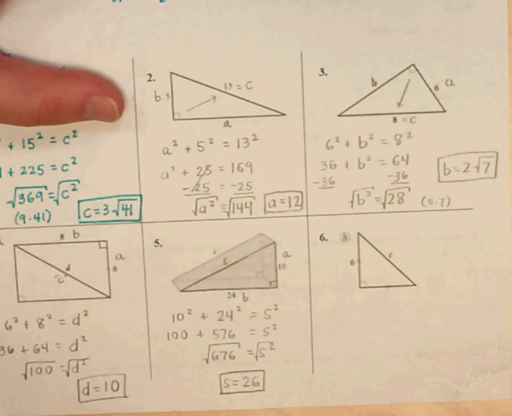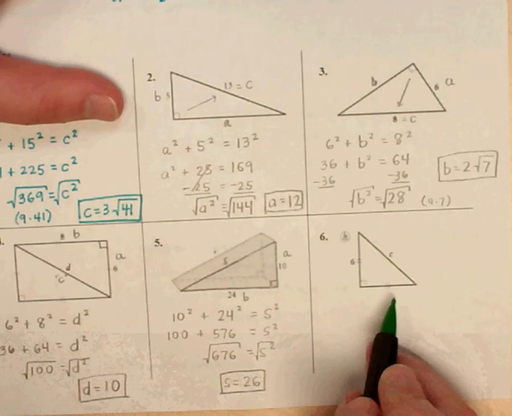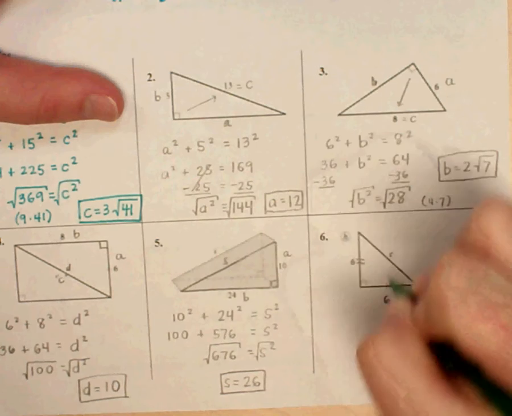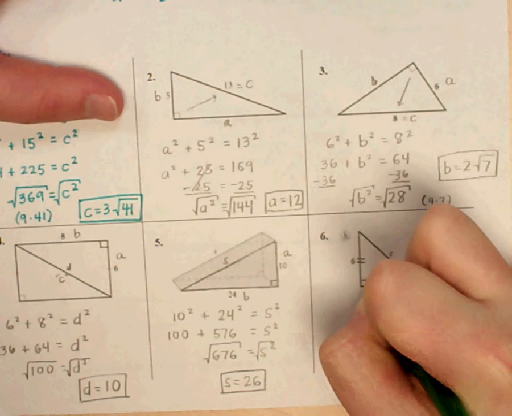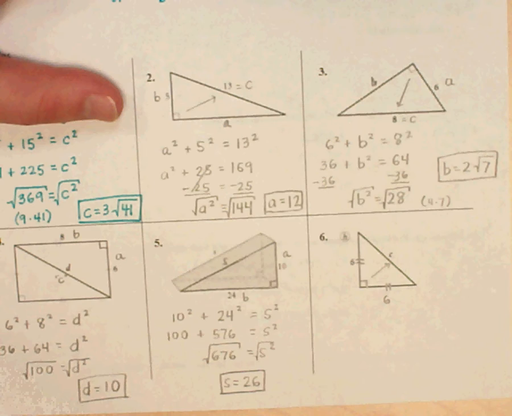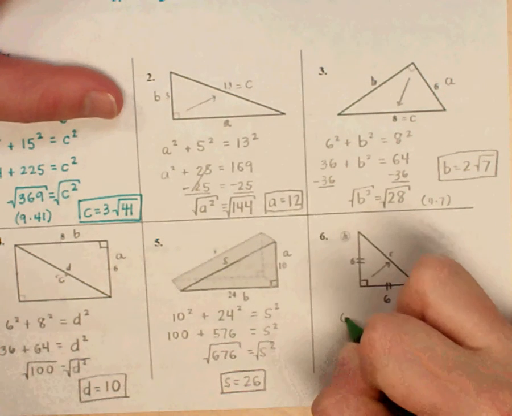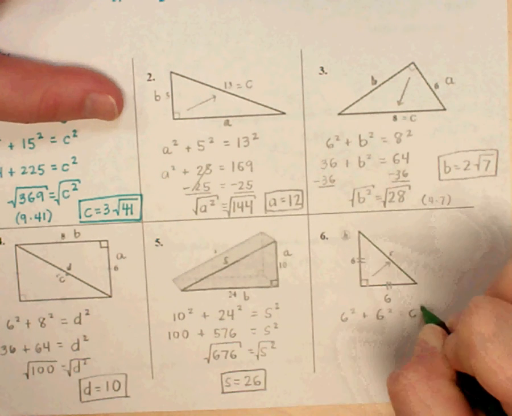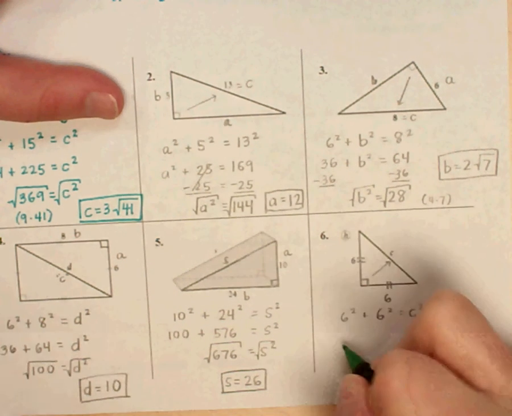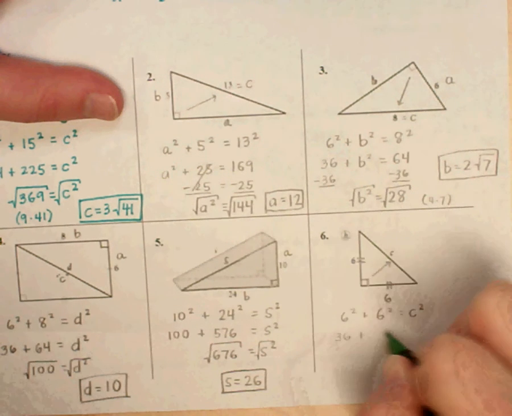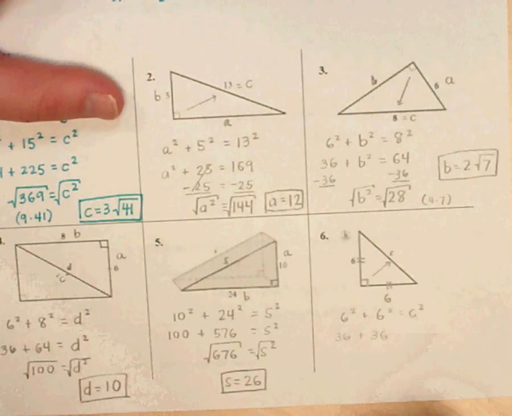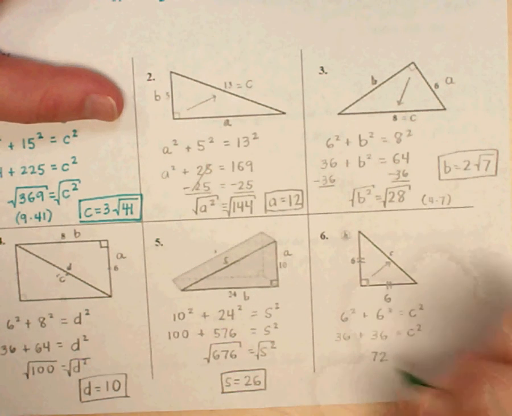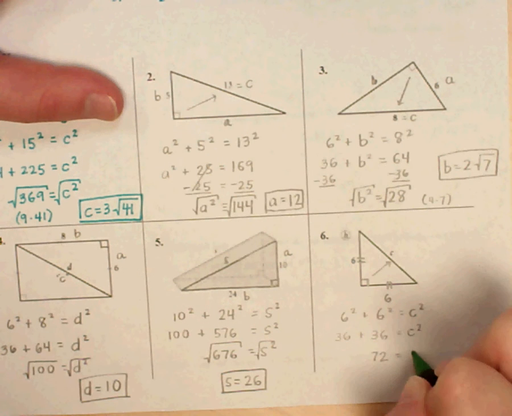Last example before we flip over, we've got congruent sides. So if this side is 6, this side is also 6. Okay, and again, looks like we're trying to find the hypotenuse. So 6 both times will replace A and B. Still trying to find C. 6 squared is 36. 36 plus 36 is 72.